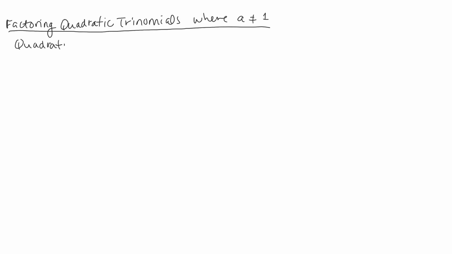quadratic trinomials. So they all have three terms where A does not equal 1. Let's review really quickly what a quadratic trinomial is. This is a quadratic trinomial. Quadratic trinomials are always going to be of the form ax squared plus bx plus c. A is always the coefficient of the squared term. B is always the coefficient of the linear term. And C is always the constant.